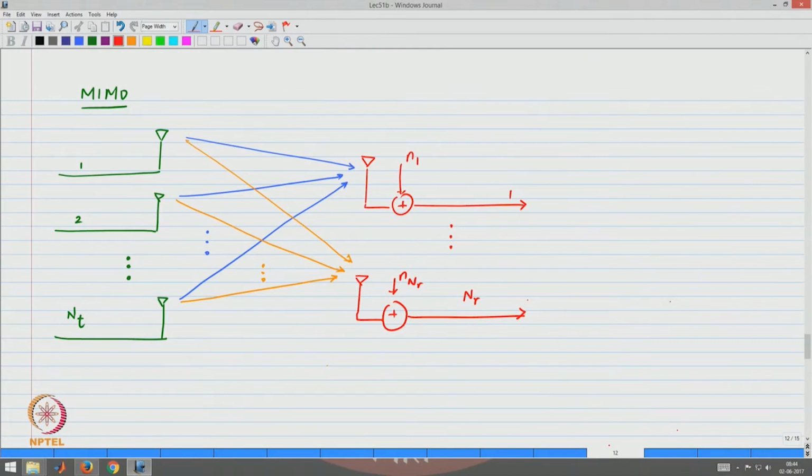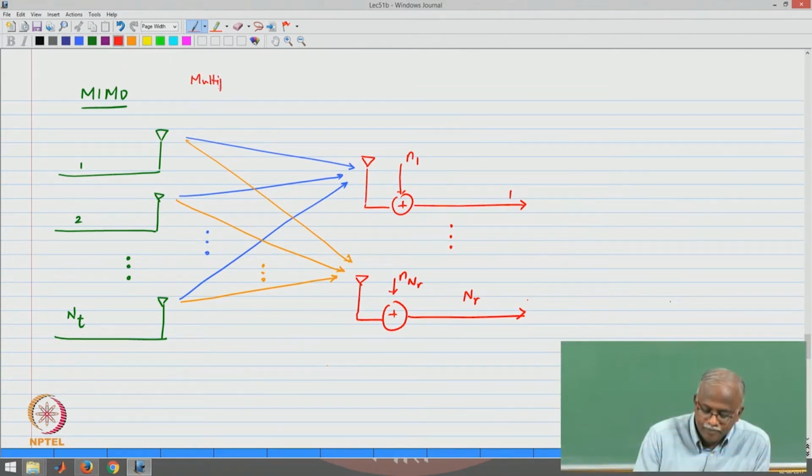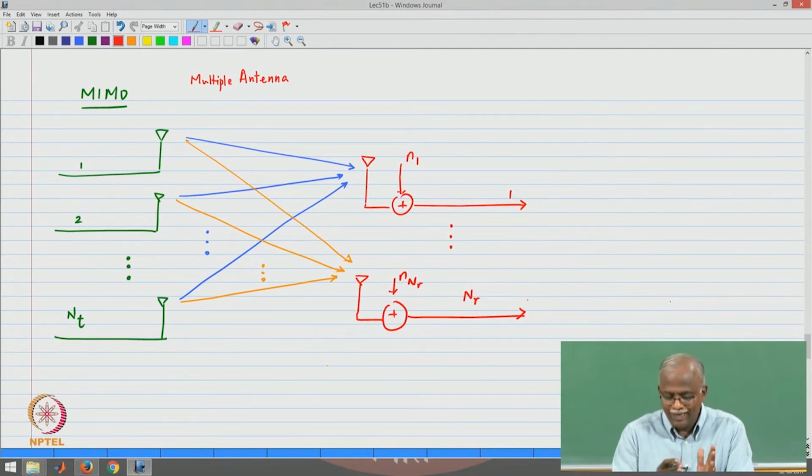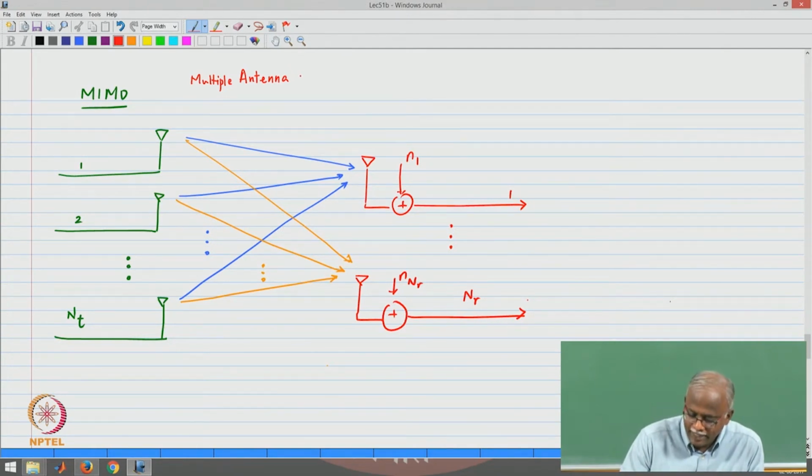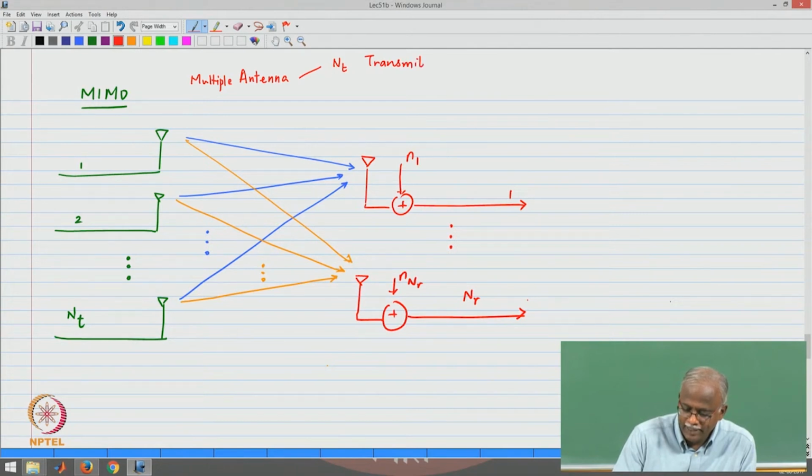So, with that in mind, we would now like to look at the formulation of the multiple antenna environment. So, multiple antennas at the transmitter and receiver, which is being characterized in terms of there are NT transmit antennas. So, NT antennas at the transmitter, and correspondingly we have NR antennas at the receiver.